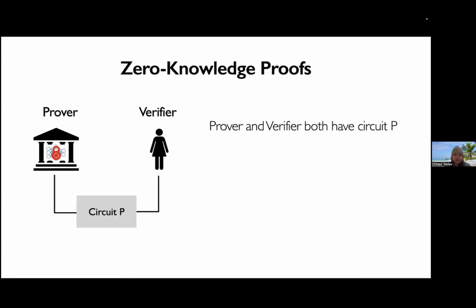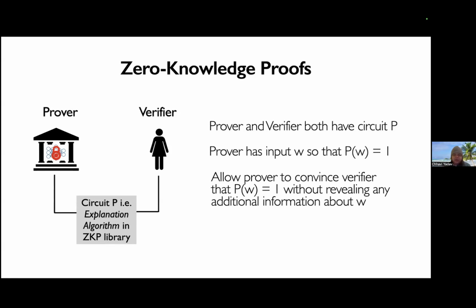The second tool is zero knowledge proofs. In this proof setting, there exist two parties, the prover and the verifier. The prover is, in our setting, the bank, which holds this confidential model, and the verifier is the user. And they both have access to a circuit P, which in our setting is an explanation algorithm which is written in a ZKP library. The prover has input model weights W such that the circuit of W is 1. And what the setting allows us to do is it allows the prover to convince the verifier that P of W is equal to 1 without revealing any information about W.